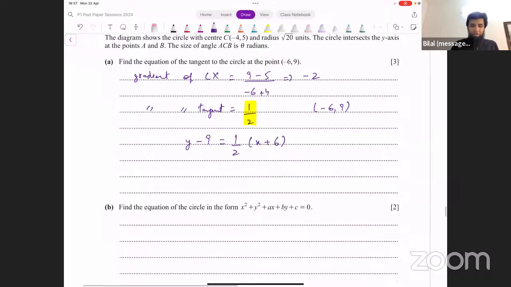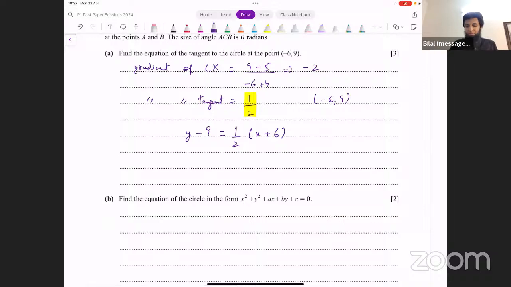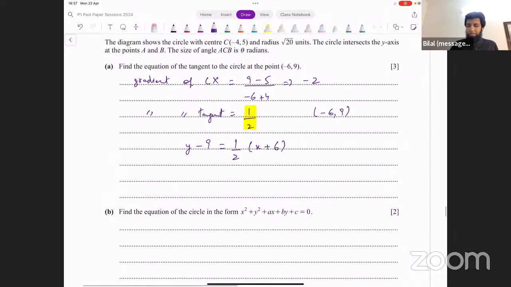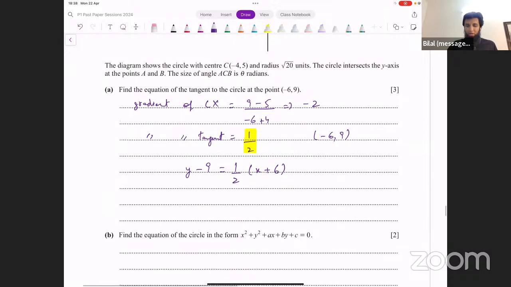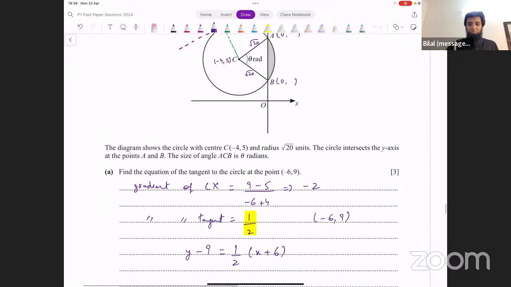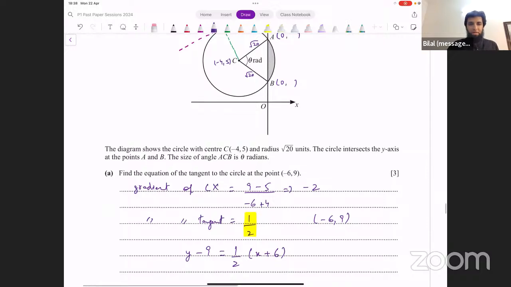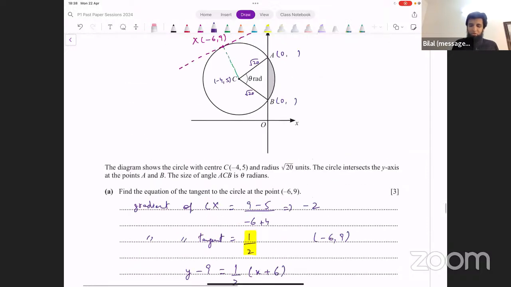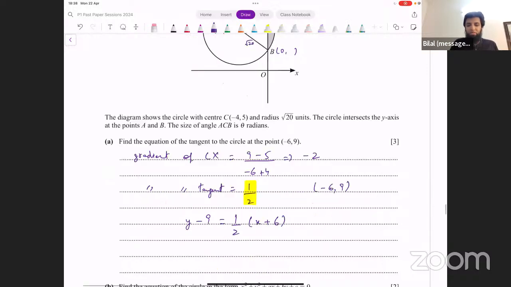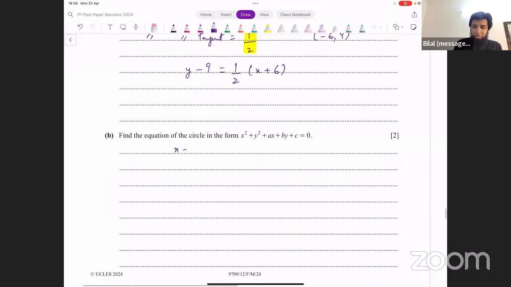Okay. Now it says find the equation of the circle in the form x squared plus y squared plus ax plus by plus c equals 0. Equation of circle, how do you find equation of circle? We need two things for that: coordinates of the center and the radius. You've got both of those things. You know the coordinates of the center, you know the radius. You can write down the equation: x minus a whole squared plus y minus b whole squared equals r squared.